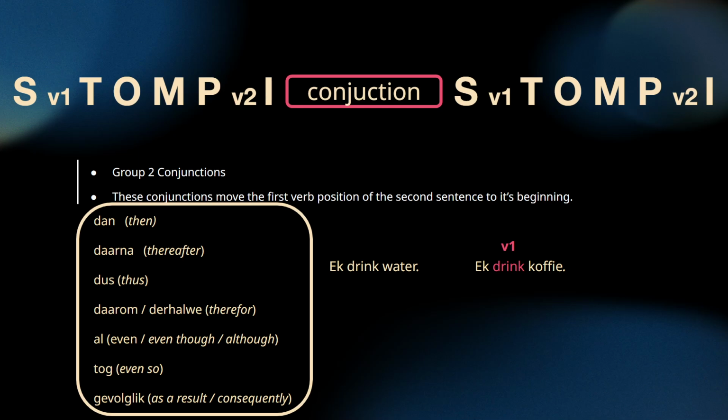So in our example, "ek drink water, ek drink koffie." I initially identify my first verb in my second sentence because that's the sentence that's going to change. Group 2 is going to move that to the front of its own sentence. So in my answer, "ek drink water, dan", then, being a group 2 conjunction, moves that first verb position to the front of its sentence. "Ek drink water, dan drink ek koffie." And you'll note again that the "ek" loses its capitalization because it is not similar to the I in English that maintains it.